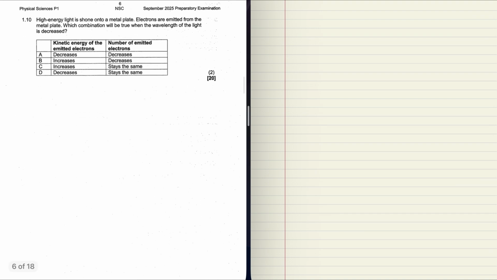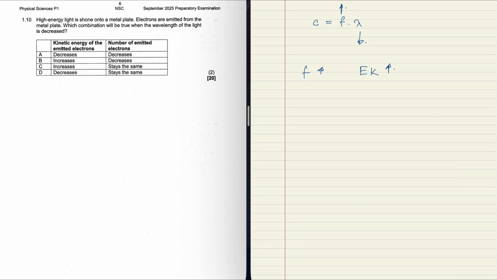Question 1.10. High energy light is shone onto a metal plate. Electrons are emitted from the metal plate. Which combination will be true when the wavelength of the light is decreased? So C is equal to F times lambda, the speed of light. If I decrease the wavelength, it's going to cause the frequency to increase. If the frequency increases, that's going to cause the kinetic energy to increase.